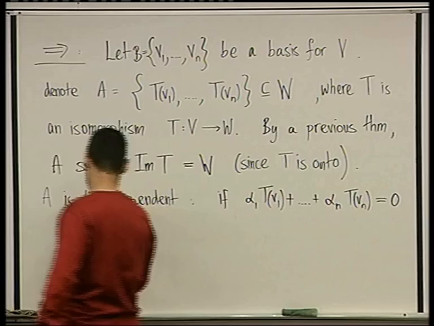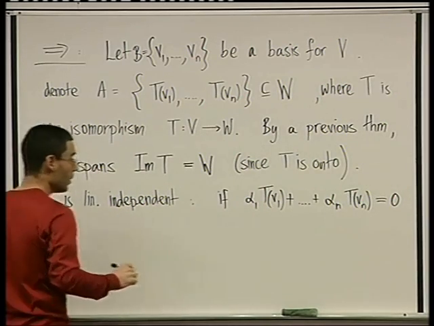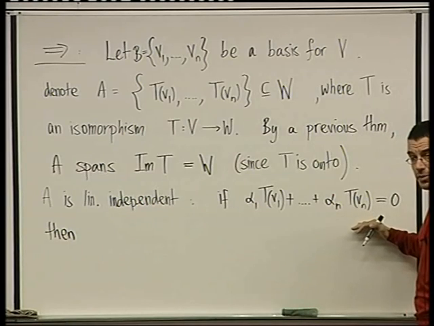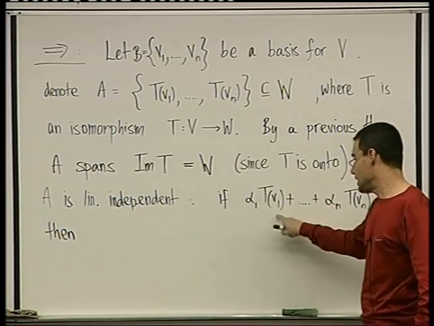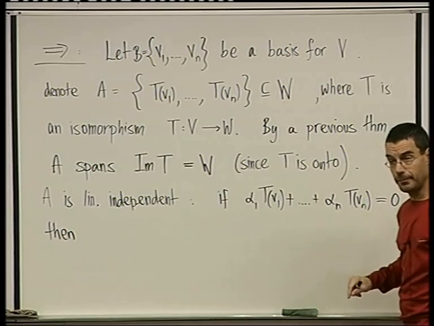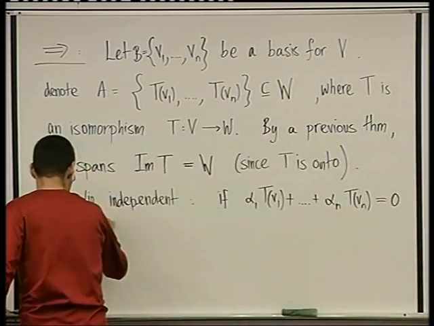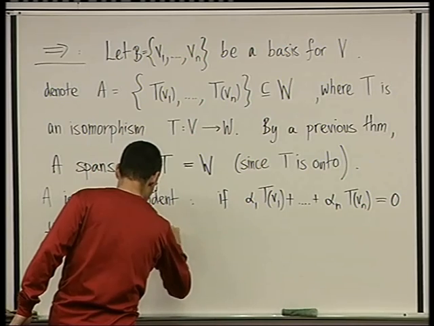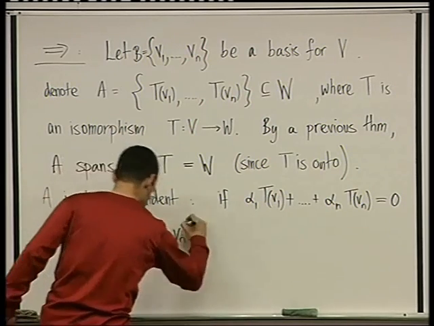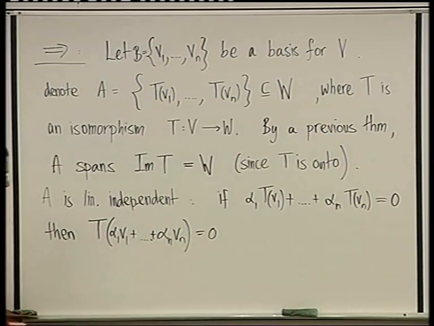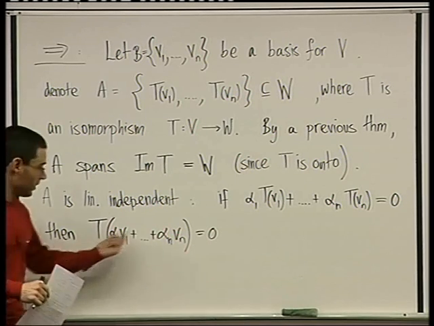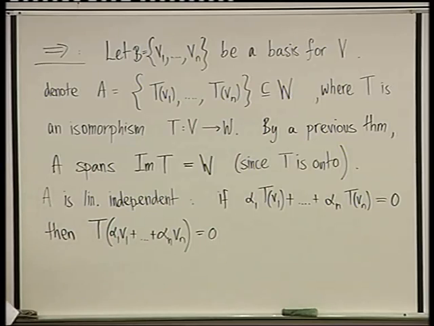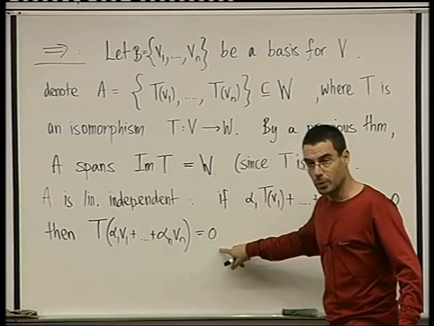So if this equals 0, then we know by properties of a linear transformation that we can stick the alphas into the T and then take T of the sum. So this is the same as saying that T of alpha 1 v1 plus ... alpha n vn equals 0. This is just the property of being a linear transformation. Do you agree? T of a linear combination is the linear combination of the T's. Right? So if T of this is 0, what do we know?